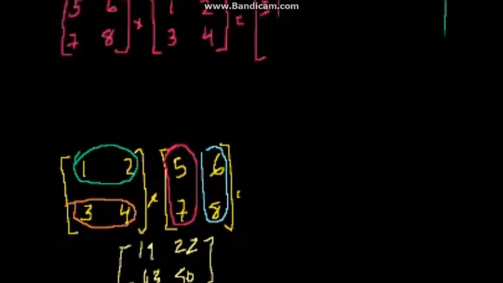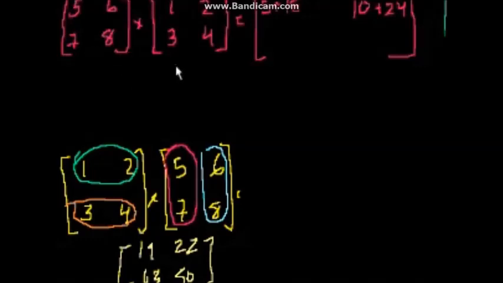So it's 5 times 1. I'm going to skip a step here. So it's 5 plus 6 times 3, plus 18. What's the second term here? It's going to be 5 times 2 plus 6 times 4. So 5 times 2 is 10 plus 6 times 4. 6 times 4 is 24. And all we did is took this row times this column right here.